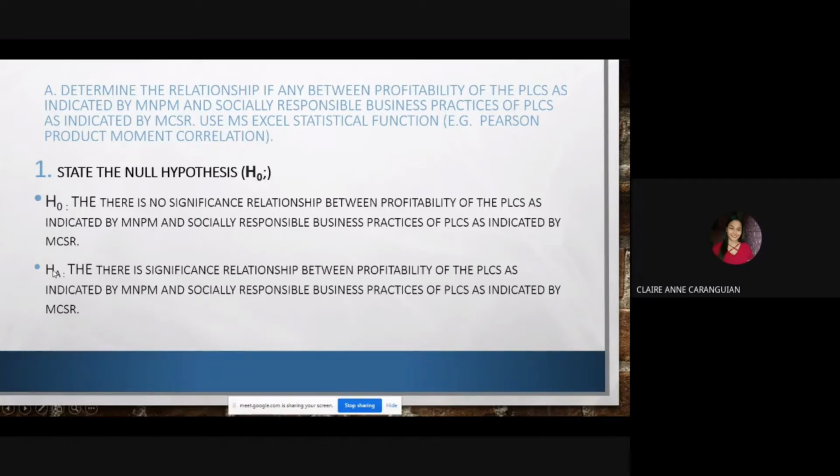Alternative hypothesis. So, ito, optional lang to, pero ang sabi lang naman dito is state the null hypothesis. Kahit hanggang dito lang sa null. Pero nag-state lang ako dito ng alternative hypothesis, which is there is a significant relationship between profitability of the public listed companies as indicated by mean net profit margin and socially responsible business practices of public listed companies as indicated by mean of corporate social responsibility.